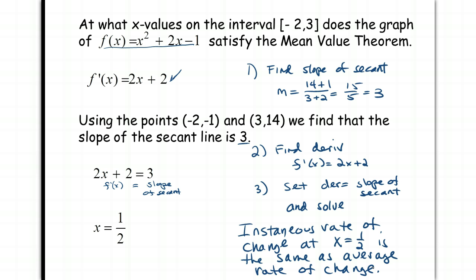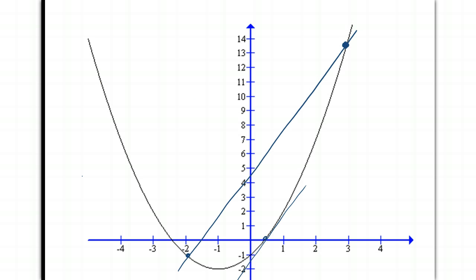And you can check that out. If you check it out, you plug in f prime of 1/2, which is equal to 2 times 1/2 plus 2 equals 3. Check, check. Okay? Alright. And there's our graph. We thought it was 1/2, but you never can be sure.